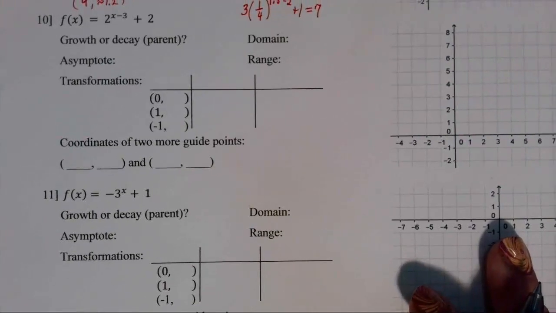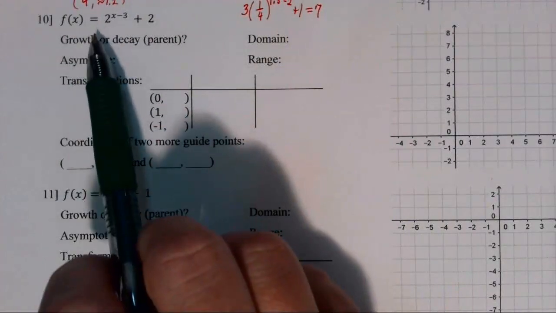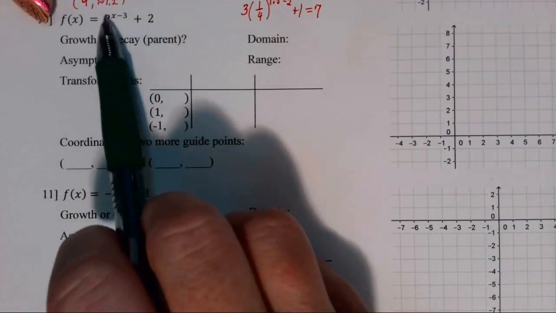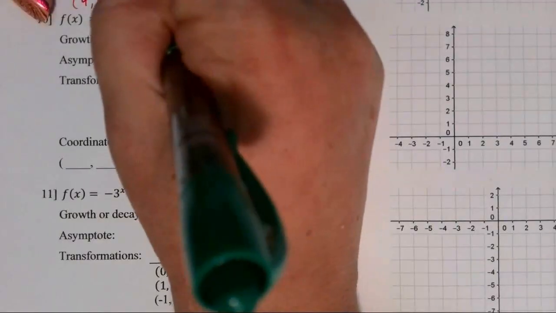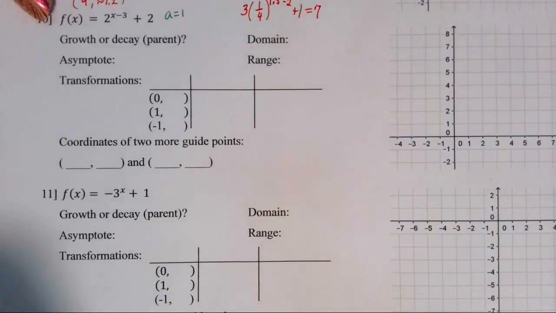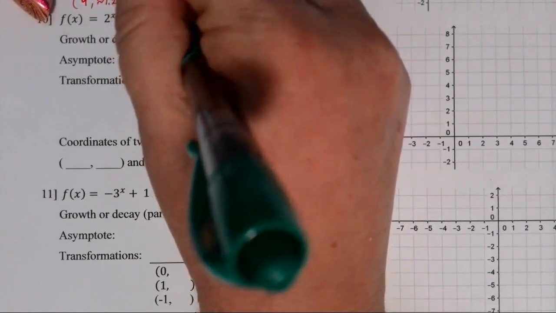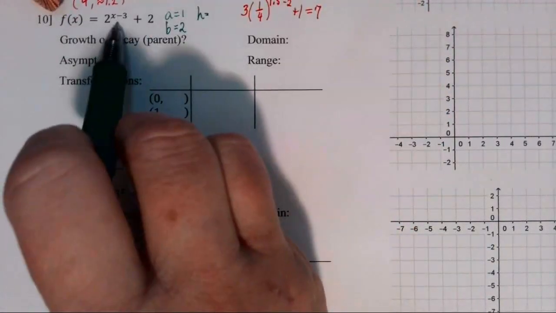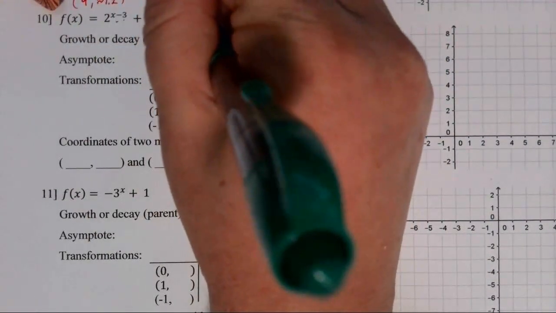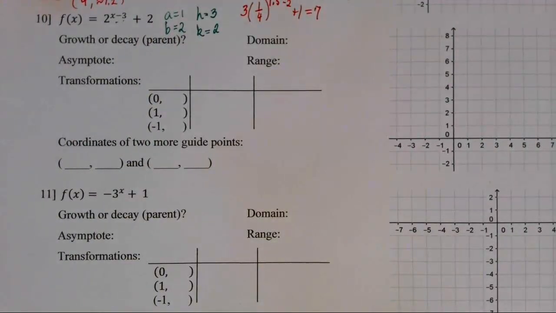Okay, now we're looking at number 10 on the practice worksheet for graphing exponential functions. And when there is no constant being multiplied times the base, then the a is equal to 1. Okay, then our base b is a 2. The h, since this is shifting to the right 3, h is equal to positive 3, and then the k is our constant being added at the end, and that's a positive 2.